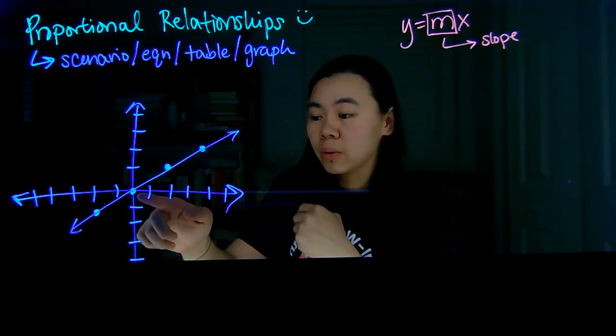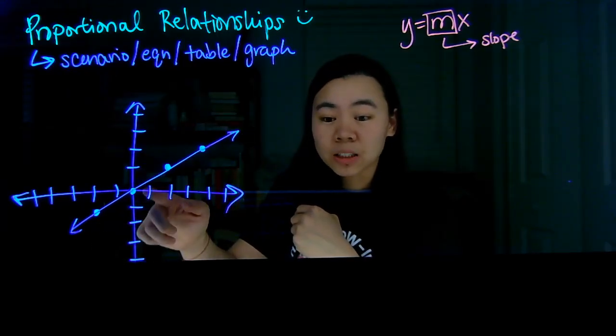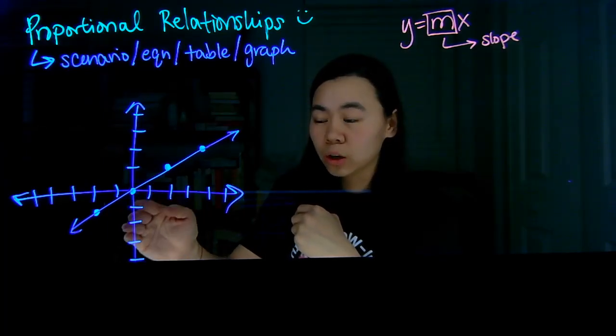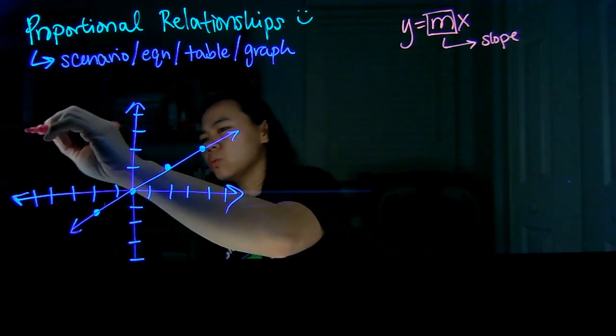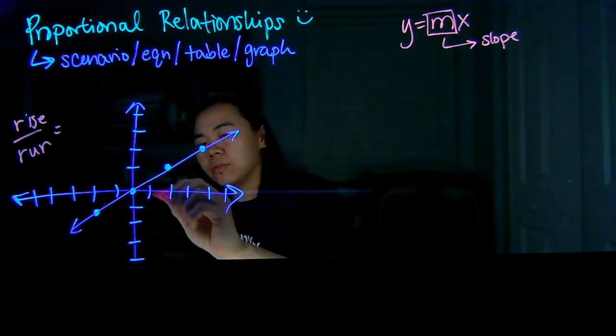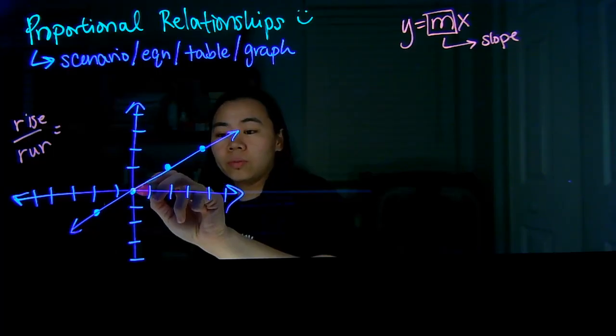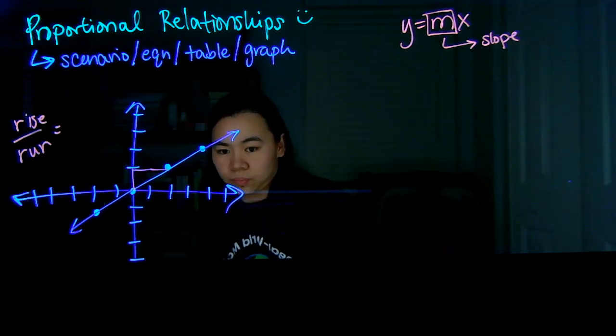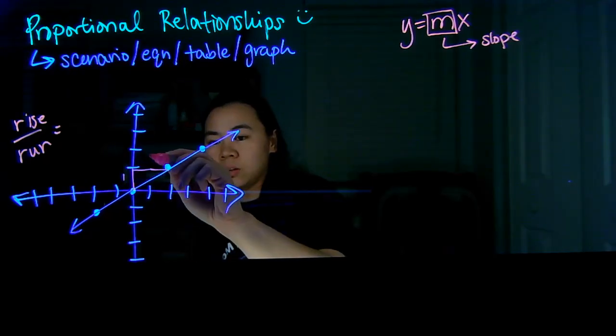So from any leftmost point to the next right point, what is the rise over run? So we are going up and over. For this one, to get from this point right here, we have to go up 1 and over 1, 2. Okay, so this is up 1 over 2.